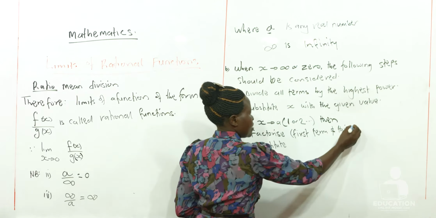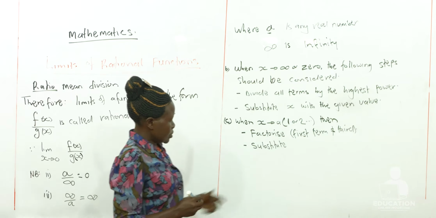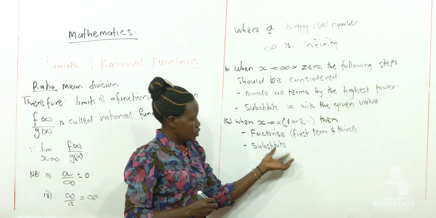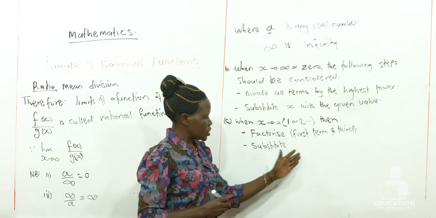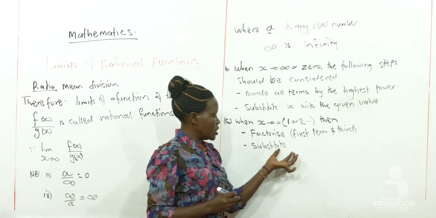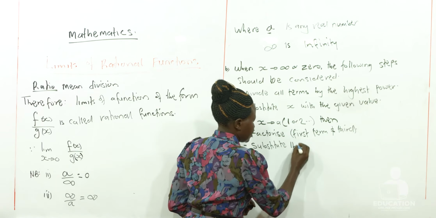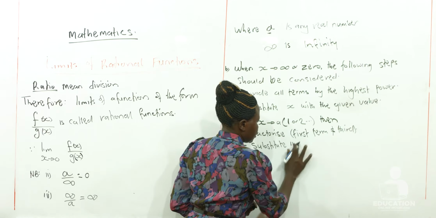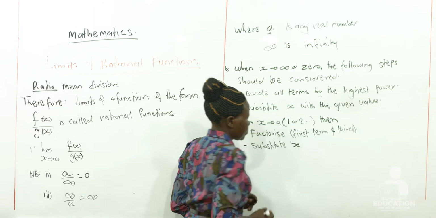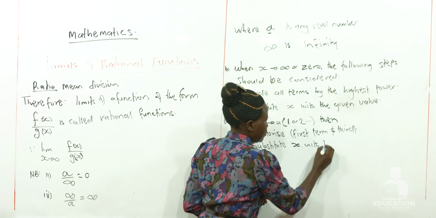So this is where you always target to see, so that you can now be able to do what? To reduce the bulkiness of the equation, and then lastly you do what? You substitute the value of x. You substitute x with the given value.